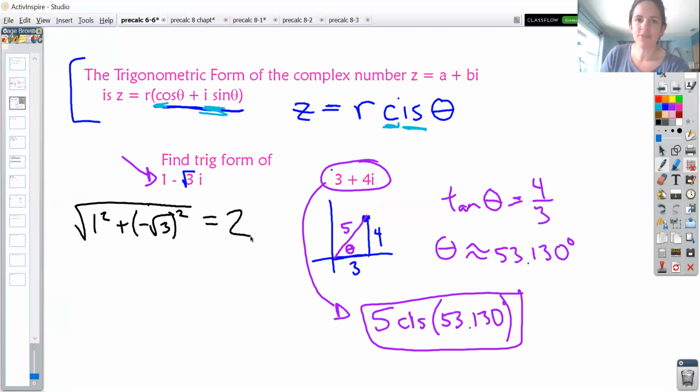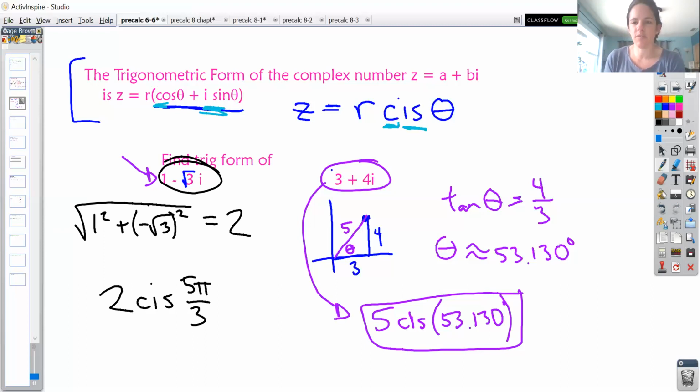Also then, if you recognize that it's on the unit circle, then you don't have to say tangent theta equals negative root 3 over 1. We can simply just find that location on the circle and say, yeah, that's 5 pi-thirds. And so we know that the trig form of this number would be 2 cis 5 pi-thirds. Or you could say 2 cis negative pi-thirds as well, and that would be okay.